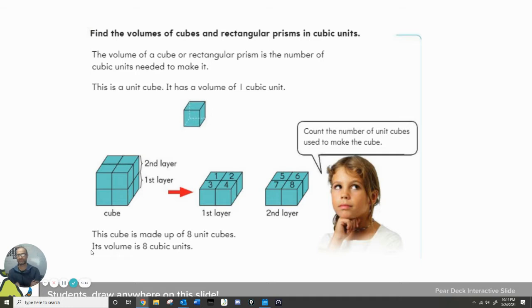Find the volumes of cubes and rectangular prisms in cubic units. So we've already kind of gone over the idea of one cube having a cubic unit back when we were doing lessons 14.1 and 2.